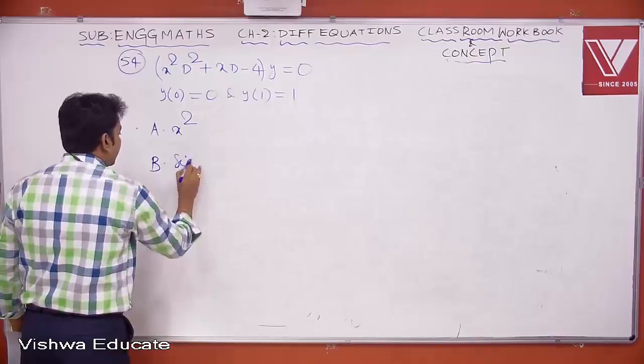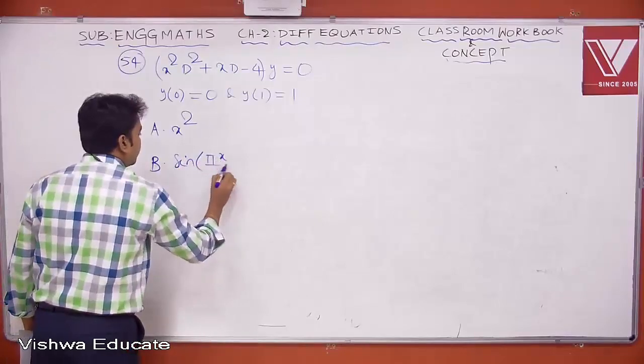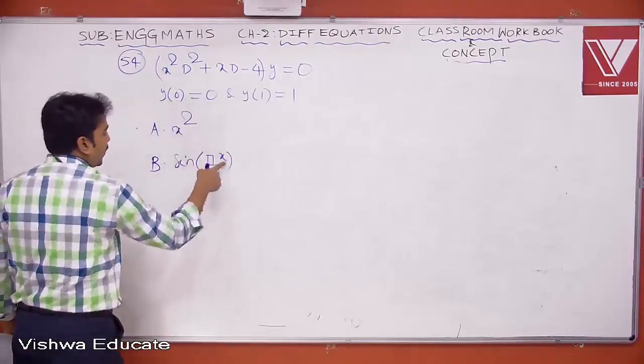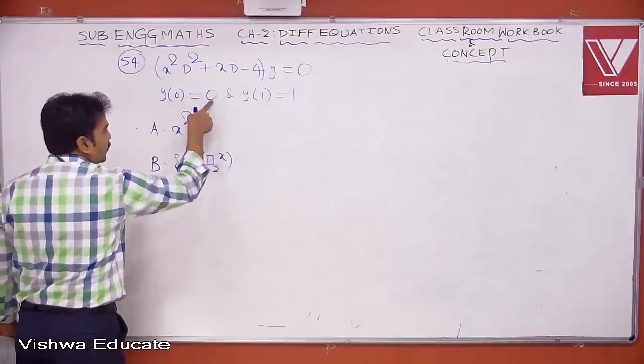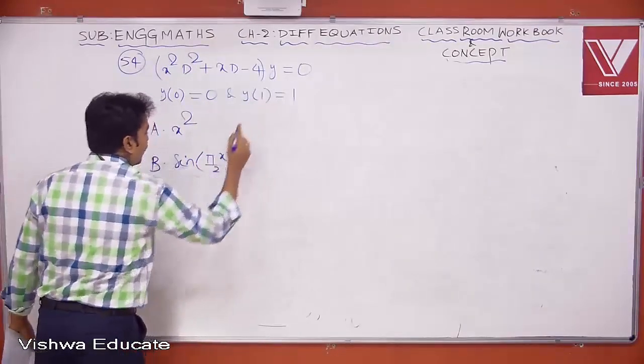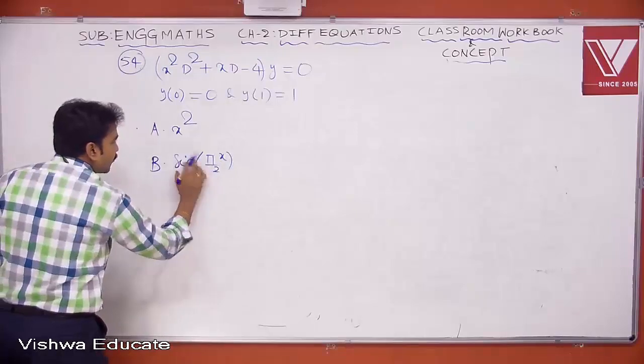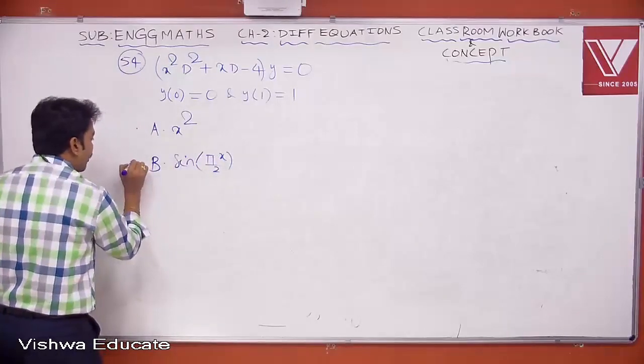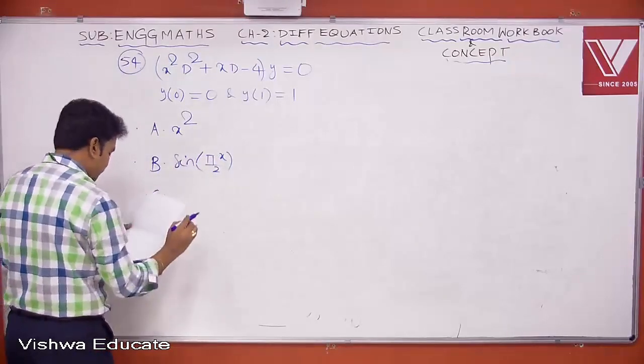Come to option B. It is sine of pi x by 2. Here also, when you replace x by 0, sine 0 is 0. Replace x by 1, sine 90 is 1. So even the second option also satisfies both boundary conditions. So hold this.